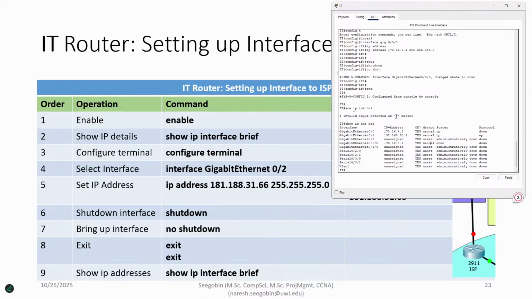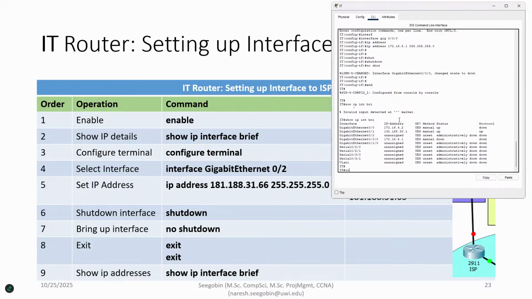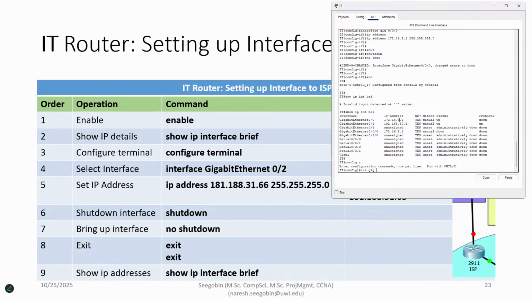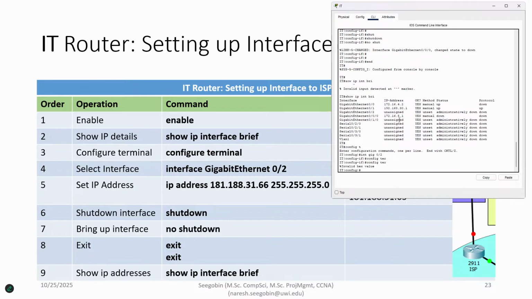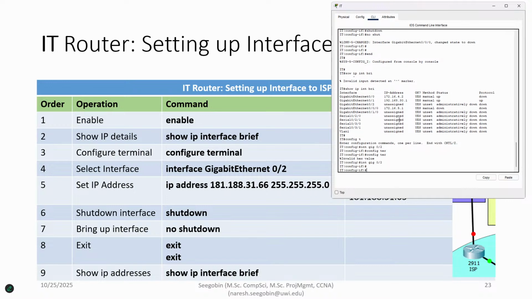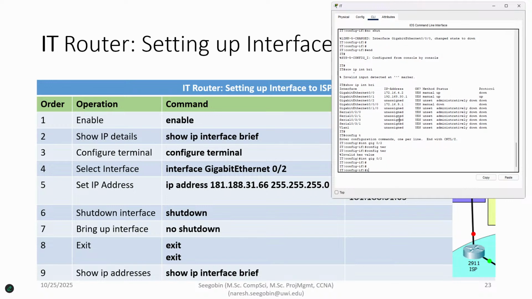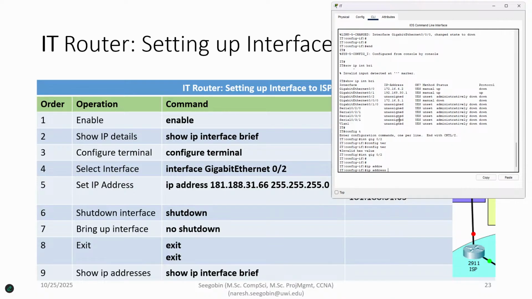So a few things is based on design, right? So that's why we set this IP. We get Gig 0/2. Configure terminal, right? Oh, we're already in, sorry. Invalid hex value. Oops. Already did an interface, right? So we're going to set the IP address 181.188.31.66.